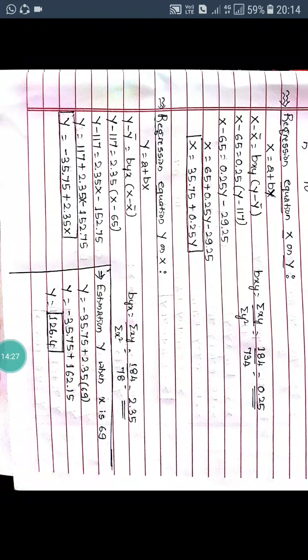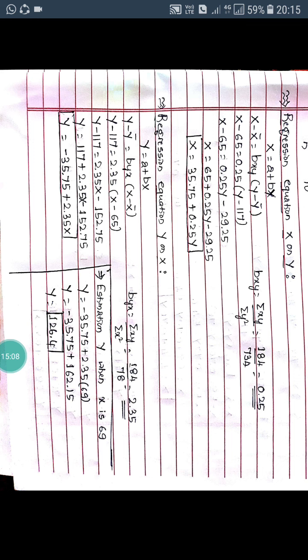now see the first one is summation xy value is 184 divided by summation y square value is 734 equal to 0.25 your value. Now here x we don't know, should put same x minus x bar value is 65 equal to bxy value we find here 0.25. Next y value we don't know. Next minus y bar value is 117. After that you should simplify.